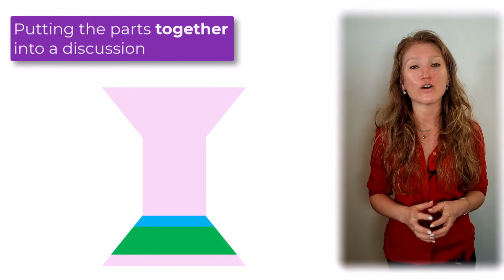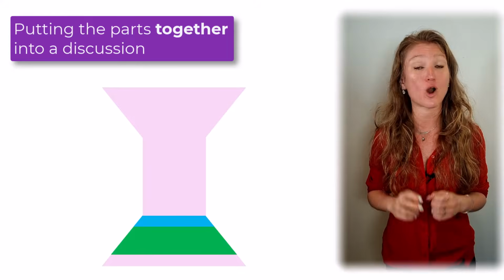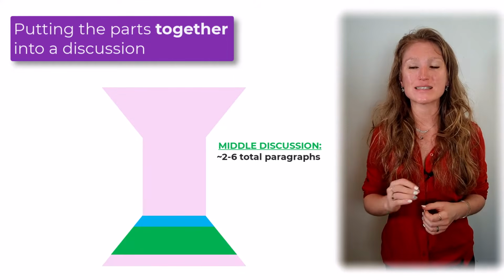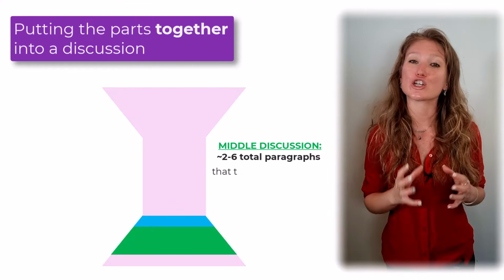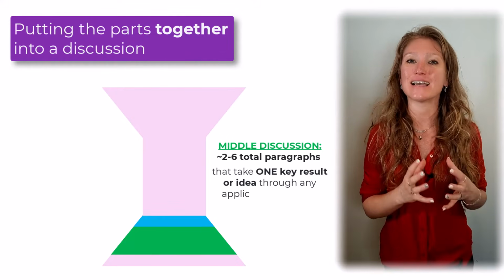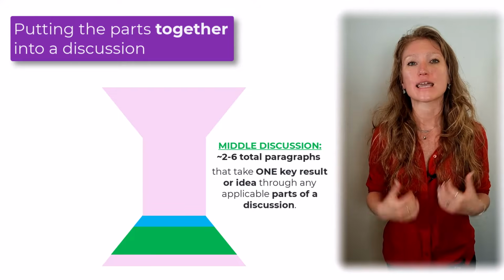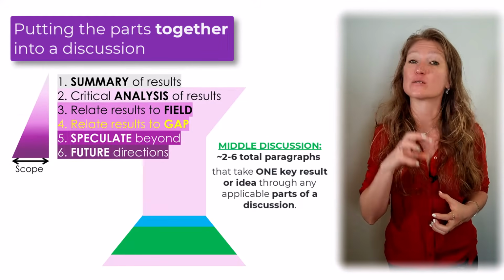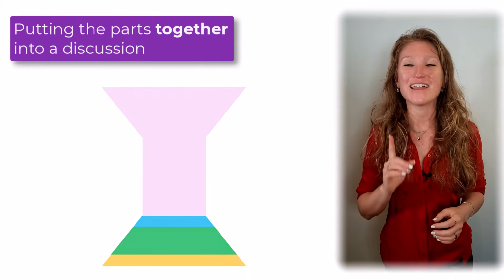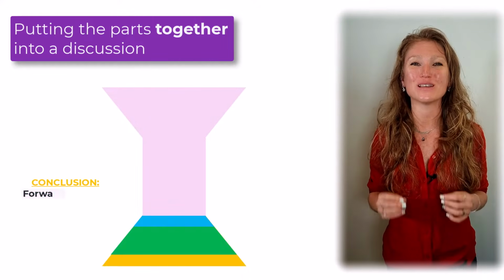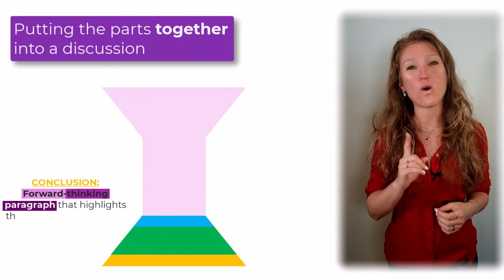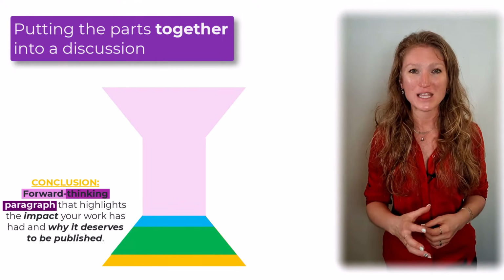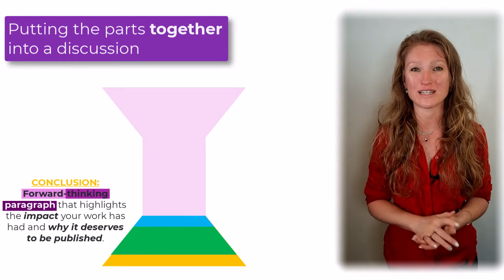Then we're going to move on to the second type of paragraph, which I call the middle discussion paragraphs. The average discussion section has 2 to 6 of these types of paragraphs, which start at a key result or key idea generated by your paper and walk the reader through any key parts of the discussion section that apply specifically to that result. And our final paragraph is going to be the conclusion. This is going to be one very forward-thinking paragraph that highlights the impact that your work has had and shows why your work is important and deserves to be published.